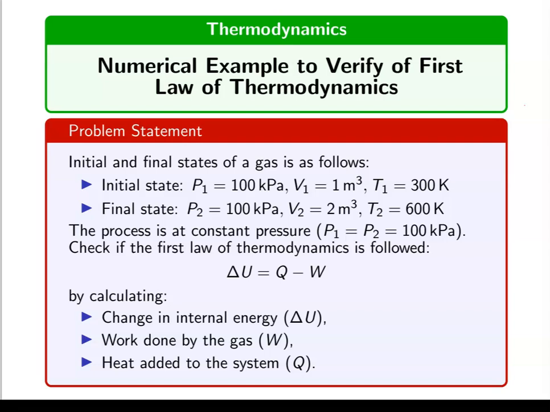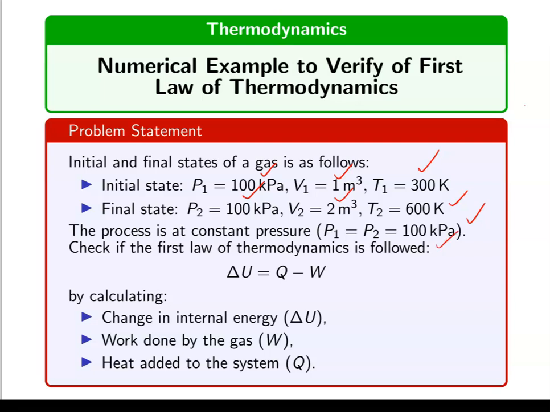Today I am going to solve one numerical example to verify the first law of thermodynamics. Here is the problem statement. Initial and final state of a gas is as follows. Initial state: P1 is 100 kilopascal, V1 is 1 meter cube, T1 is 300 Kelvin. Final state: P2 is 100 kilopascal, V2 is 2 meter cube and T2 is 600 Kelvin. The process is at constant pressure, so P1 is equal to P2 is equal to 100 kilopascal. Check if the first law of thermodynamics is followed.